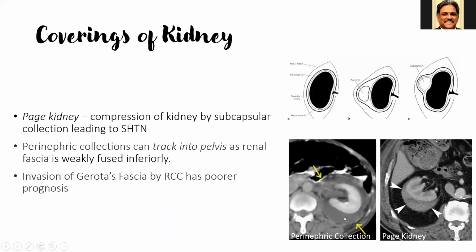Whereas if the collection is outside the fibrous capsule, the collection does not interfere with the function of the kidney, and it is usually easier to drain. Also, because the renal fascia is weakly fused below, collections outside the fibrous capsule can descend down into the pelvis and form a psoas abscess. Invasion of Gerota's fascia by renal cell cancer is also supposed to carry a poorer prognosis.